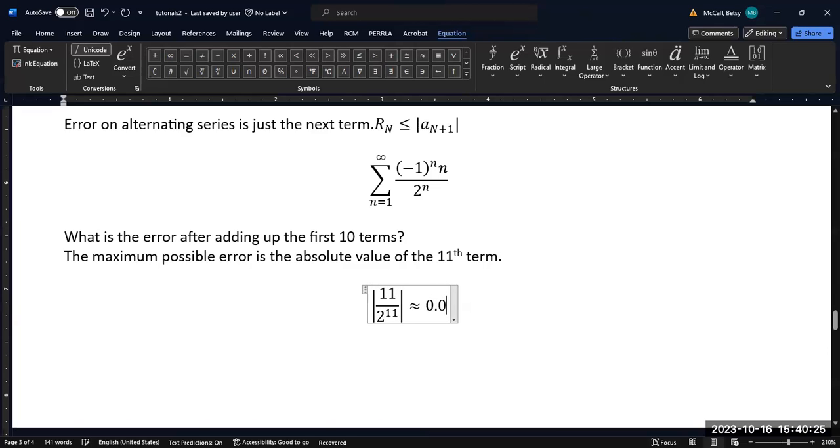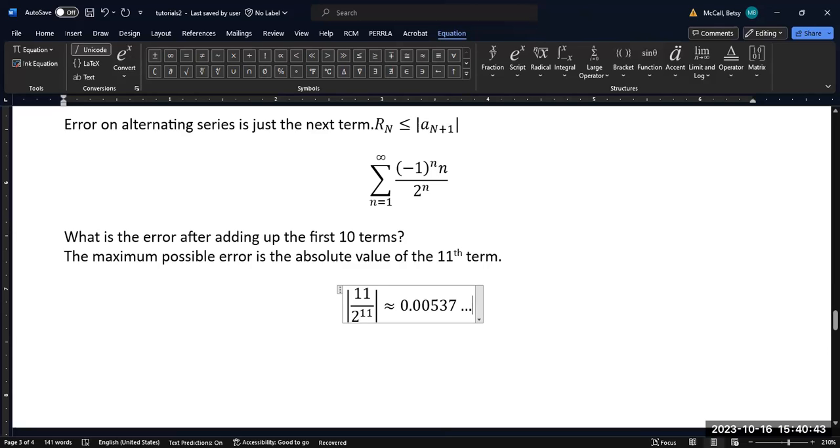So 0.00537... So it's pretty small already. We're getting very close. The 2 to the n is going to really dominate this series.